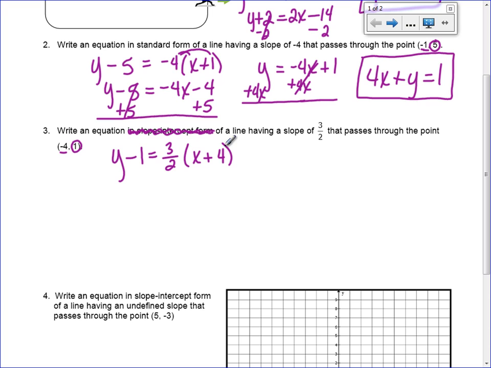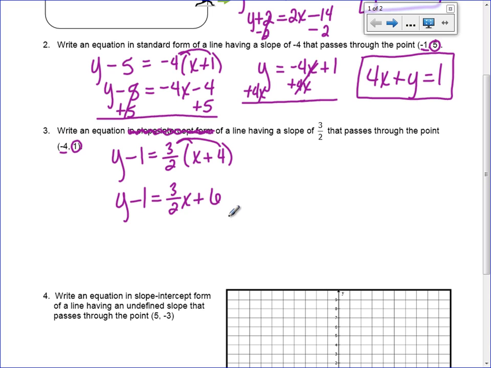Sometimes they'll simplify and get rid of the parentheses and leave it like this. Y minus 1 equals 3/2 x. So I've distributed here, and then I have to distribute here. Well, 3 times 4 is 12, and 12 divided by 2 is 6, so it becomes plus 6. They might also just stop there. This is still an equation of the line. They don't say what form, it just says write an equation of a line. So there it is, that's an equation of a line.